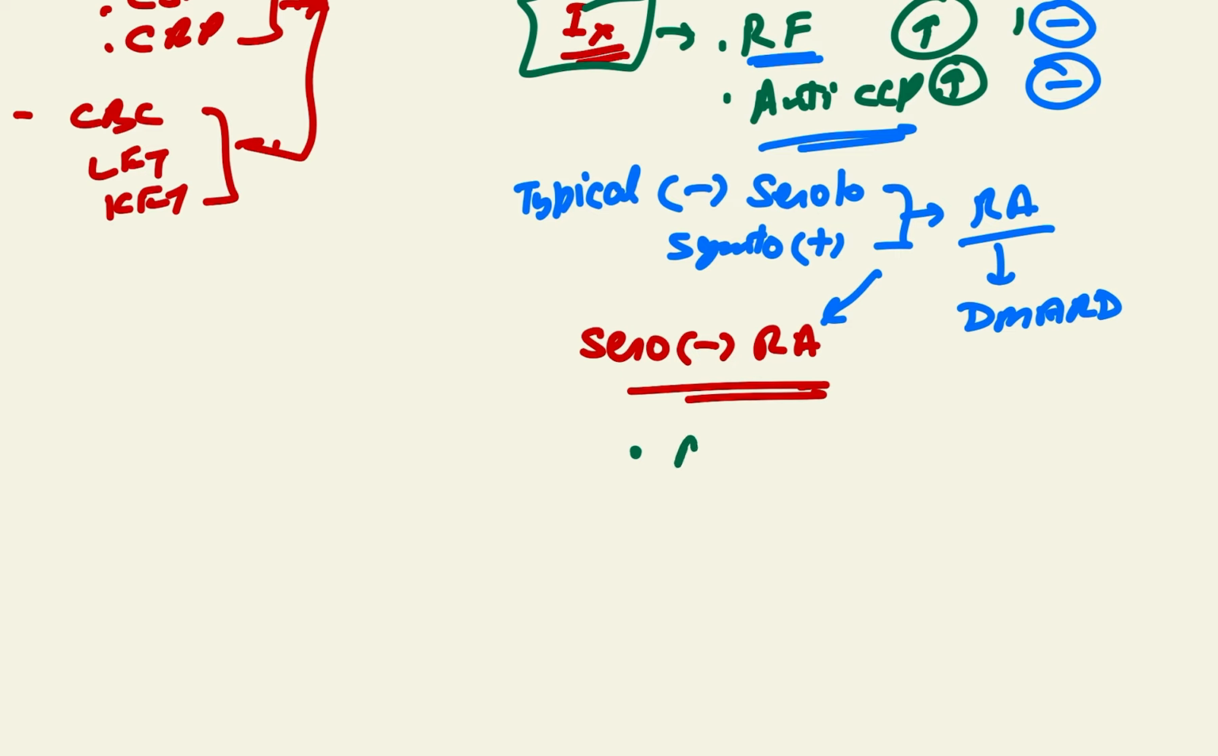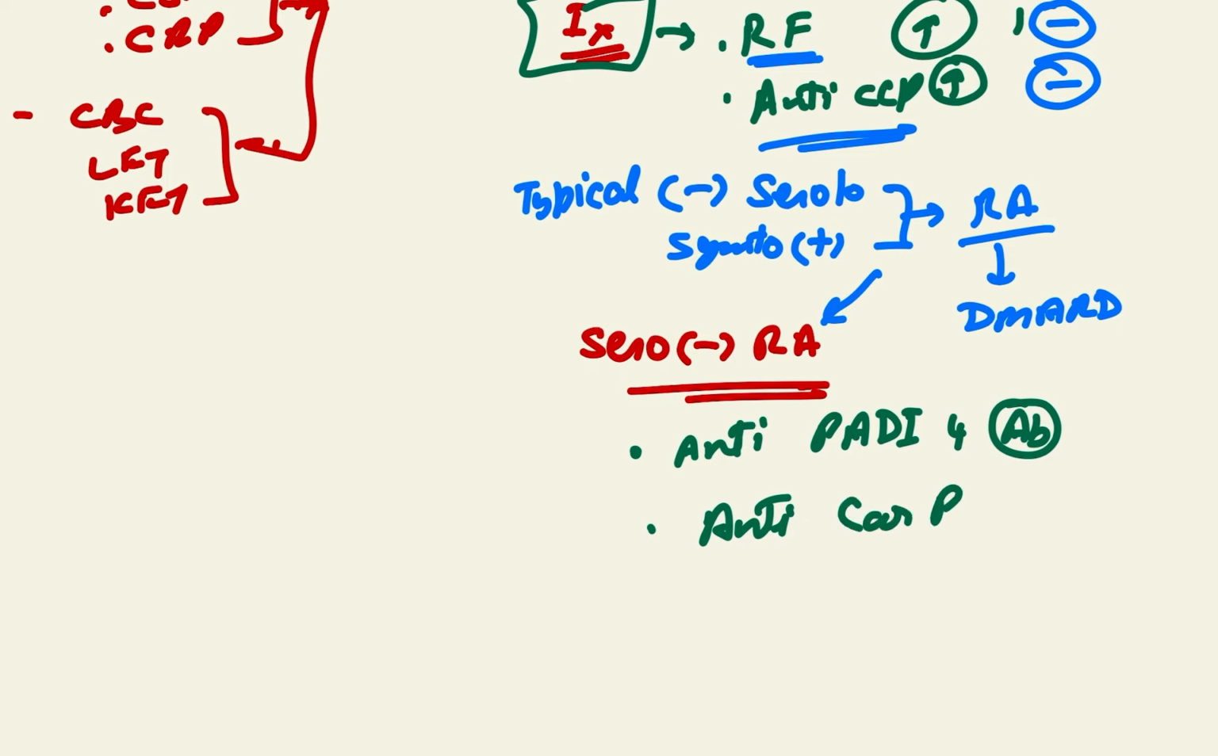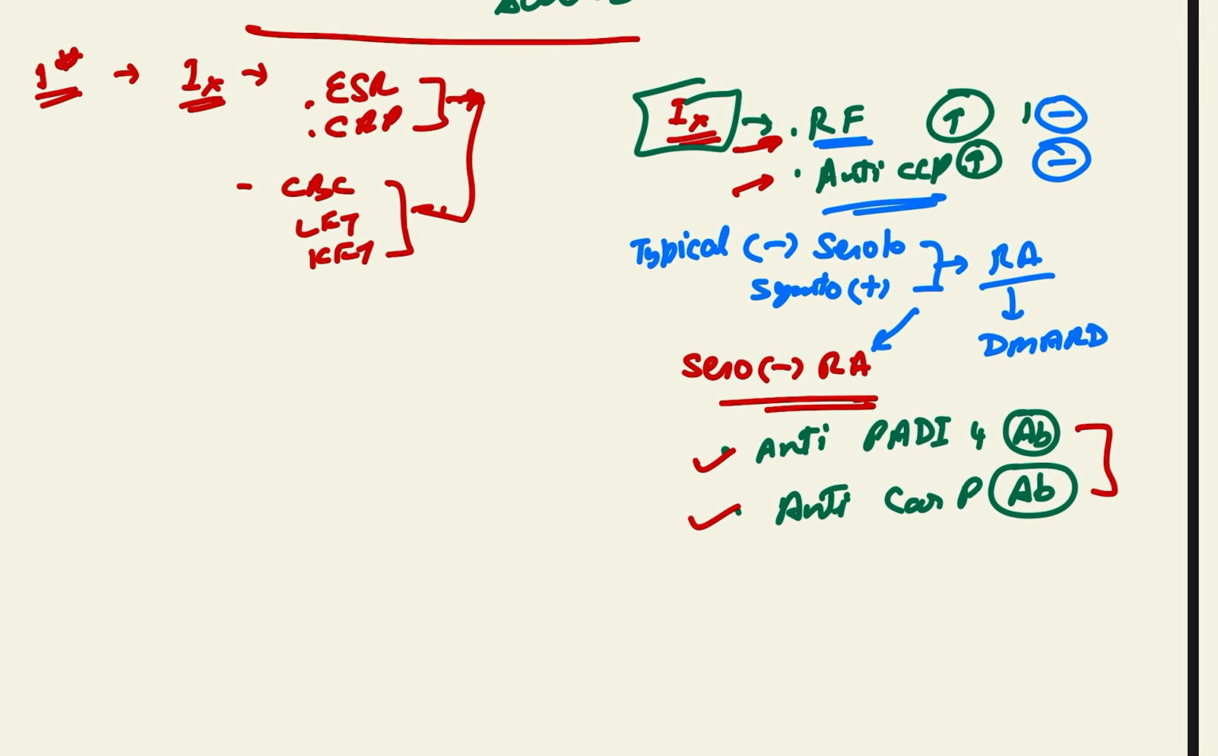Right? So there are certain other biological markers, or we can say investigative markers, like anti-PAD4 antibodies and anti-CarP antibodies. These are the recent antibodies which have been published and are recently being used in rheumatoid arthritis. There is no role of repeating the rheumatoid factor and the anti-CCP again and again, as once the patient is positive, he remains positive throughout the treatment, and there is no role of repeating these tests.